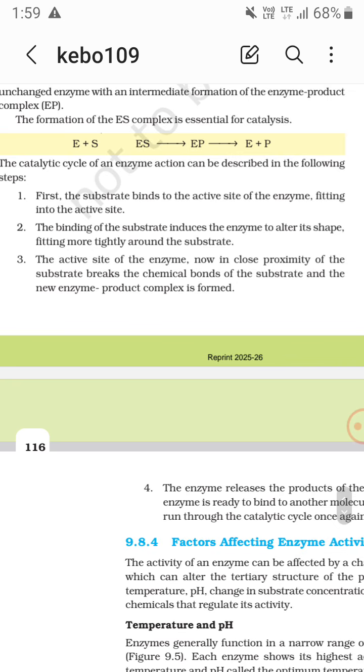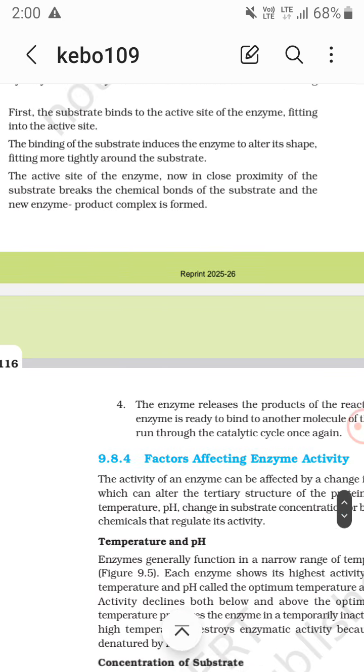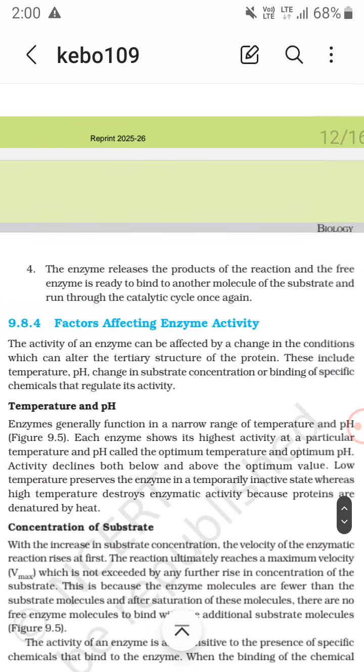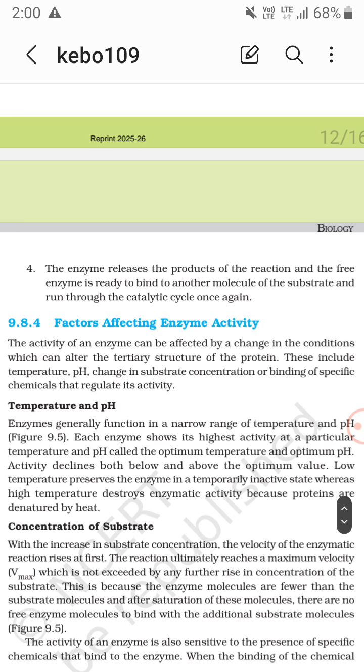The active site of the enzyme, now in close proximity of the substrate, breaks the chemical bonds of the substrate and the new enzyme product complex is formed. And the last step, the enzyme releases the products of the reaction and the free enzyme is ready to bind to another molecule of the substrate and run through the catalytic cycle once again.